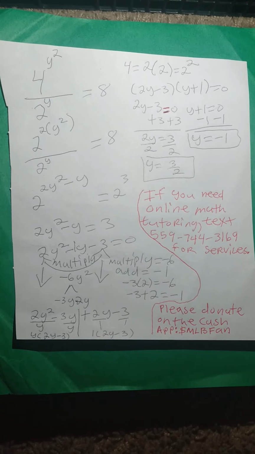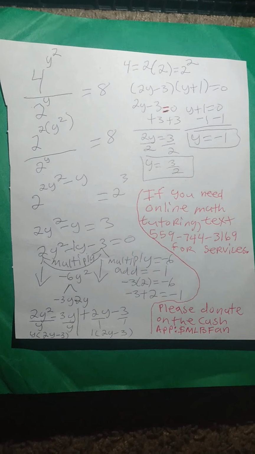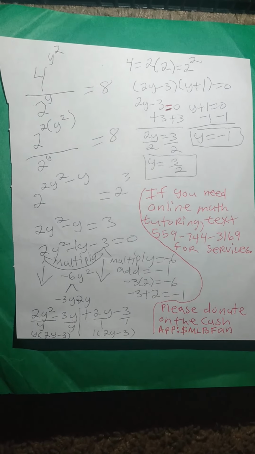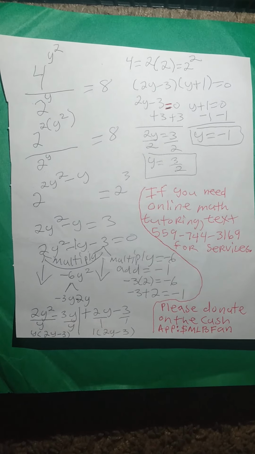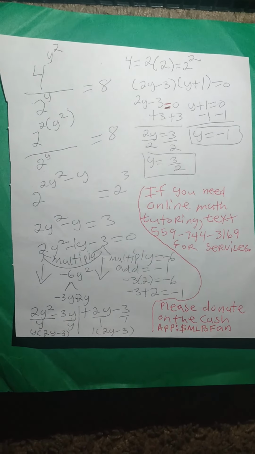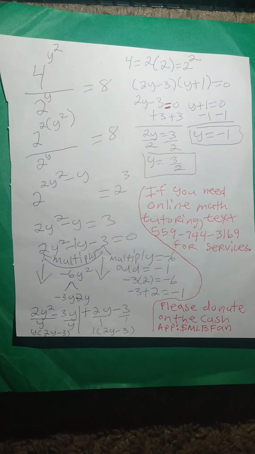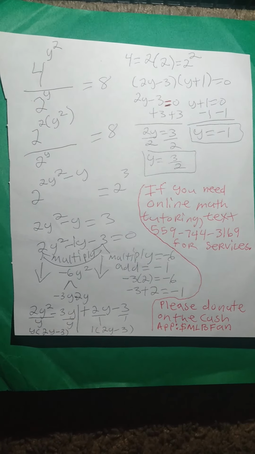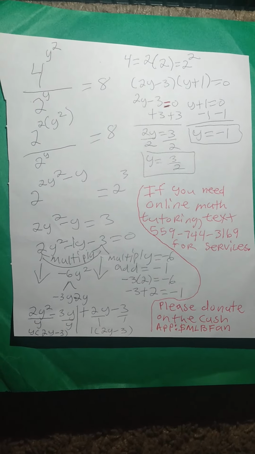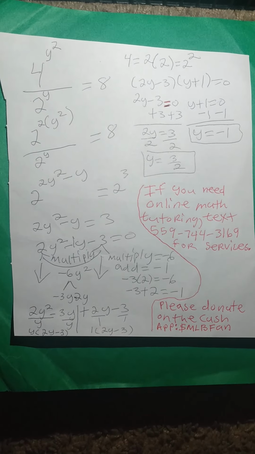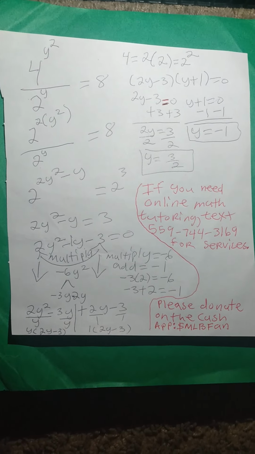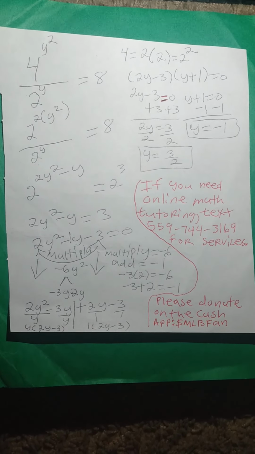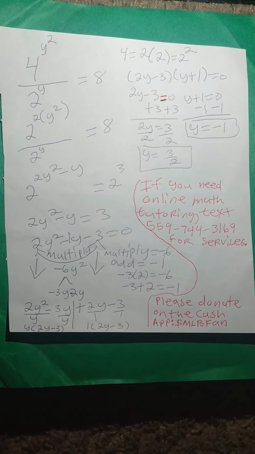Now, when you have the same base and you're dividing, we need to use the quotient rule, where you subtract the exponents. So now 2 to the power of 2 times y squared divided by 2 to the power of y equals 8 can be rewritten as 2 to the power of 2y squared minus y is equal to 2 to the power of 3. 2 to the power of 3 is equal to 8.